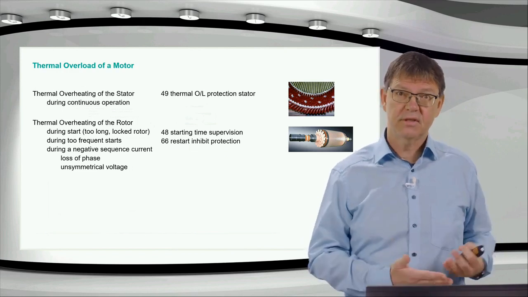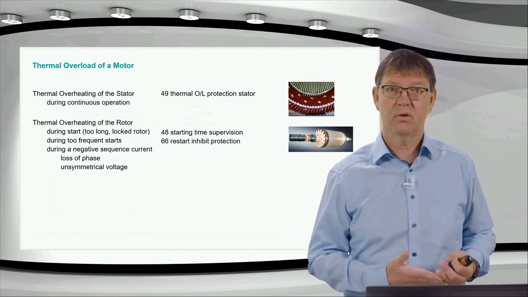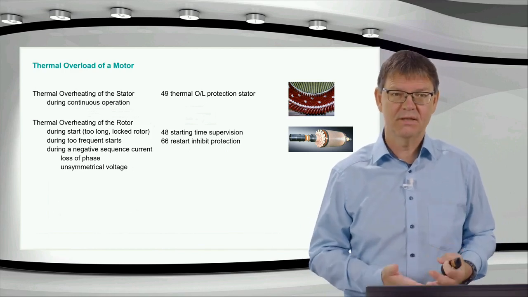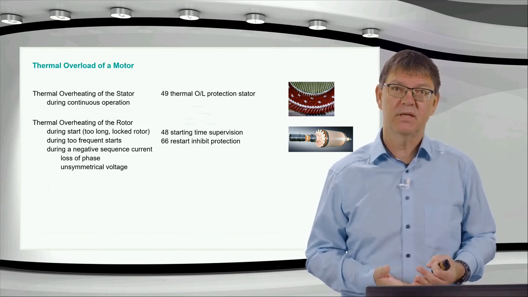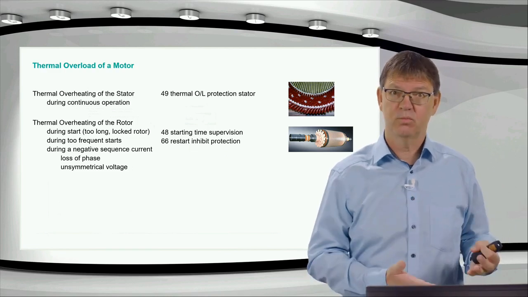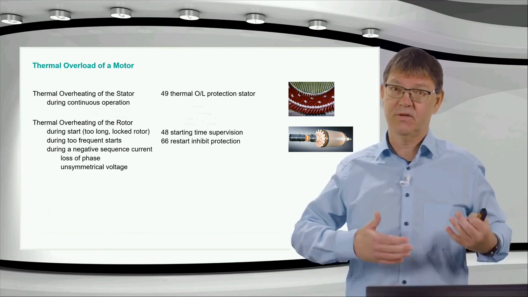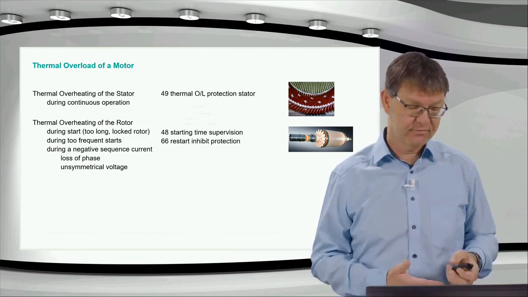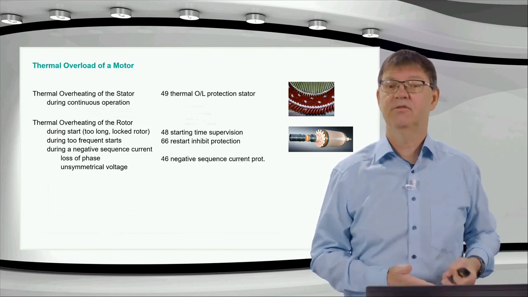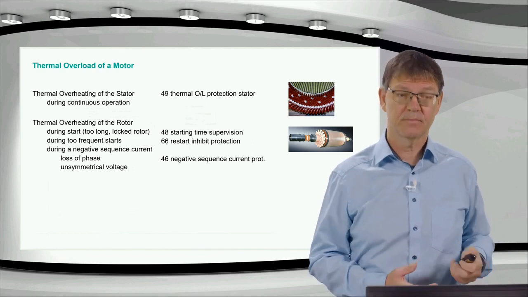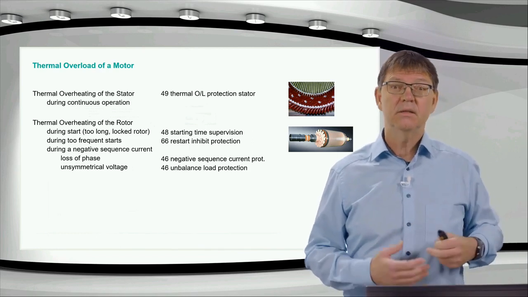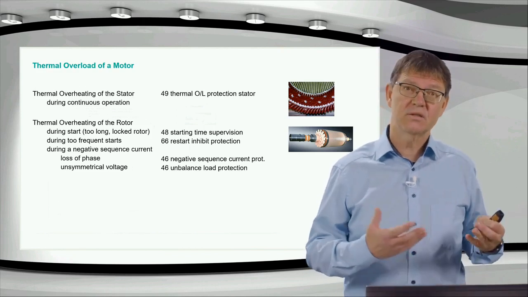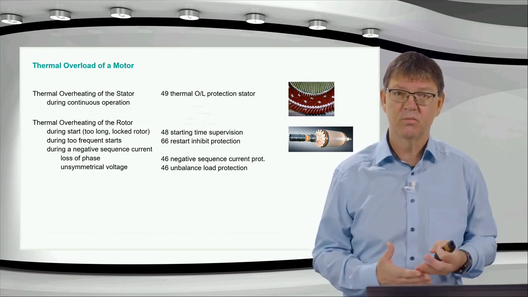Then a third effect is negative sequence current on the rotating rotor, on the motor which is running. This can be caused on the one hand by loss of one phase, complete loss of one phase, then we get a very big negative sequence current. And here we have to react relatively fast. So therefore we have a negative sequence current protection.